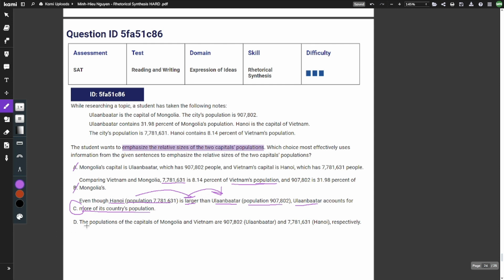And then D, the populations of the capitals of Mongolia and Vietnam are 907,802, that capital, and 7,781,631, Hanoi, respectively. Just like A, it just mentions the population size of the capital, but it doesn't compare it towards anything else, so it's not going to be D. Our answer is C because it compares the population size of a capital towards something else.